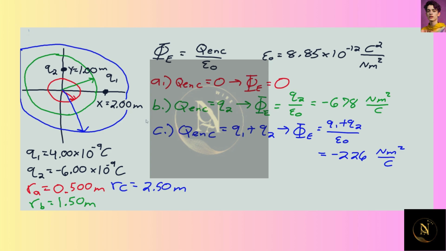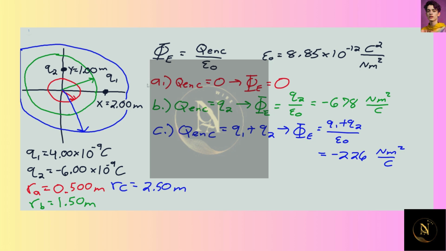All right, so we're just using Gauss's law, which says that the net electric flux through any surface is simply equal to how much total charge is enclosed in that surface divided by epsilon naught, which is our universal constant for electricity. And epsilon naught is 8.85 times 10 to the negative 12 coulomb squared per Newton meter squared.